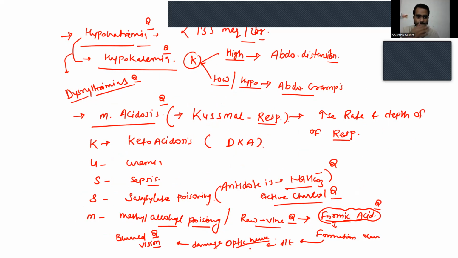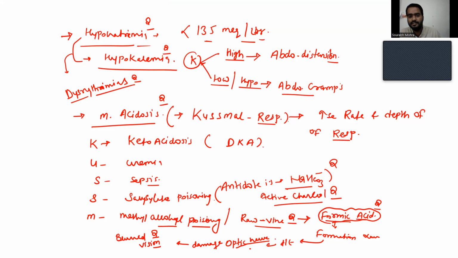Next, hyponatremia. The normal value of sodium is 135 milliequivalent to 145 milliequivalent per liter. If your sodium value is less than 135 milliequivalent per liter, it is known as hyponatremia. And regarding hypokalemia, first I want to tell you some facts, because the normal potassium value is 3.5 to 5.1 milliequivalent per liter.